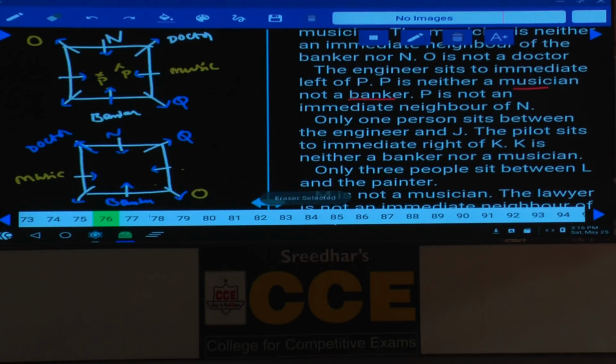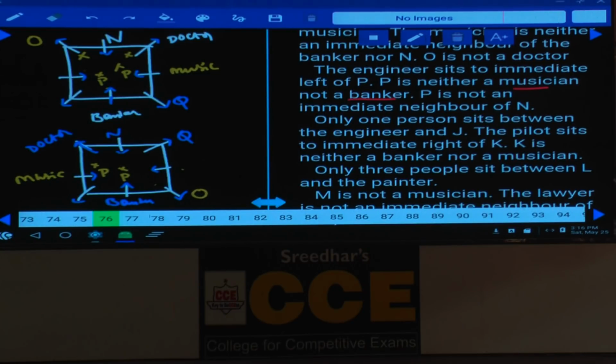What about this P here? P is neither a musician nor a banker. No, P cannot be at this place. P cannot be here and P cannot be here. Then, as P cannot be in these 2 places, and P is neither a musician nor a banker, and P is not an immediate neighbor of N, P cannot be in these places as well.